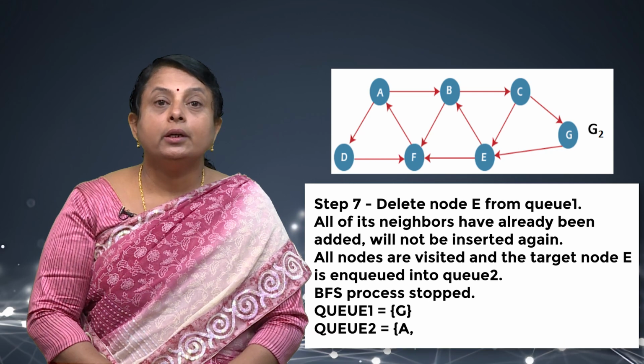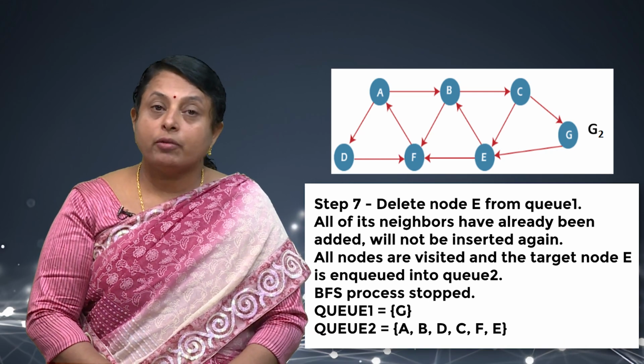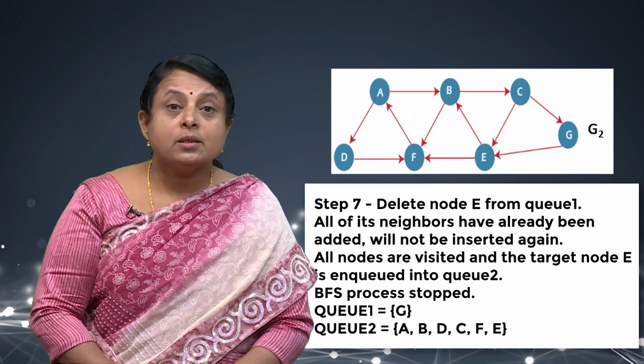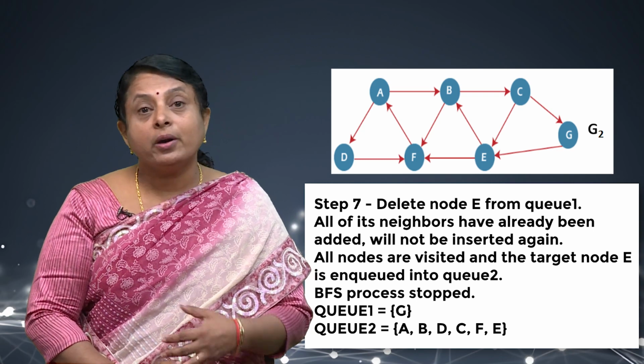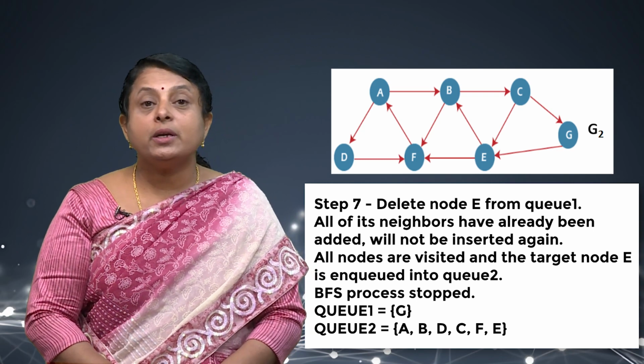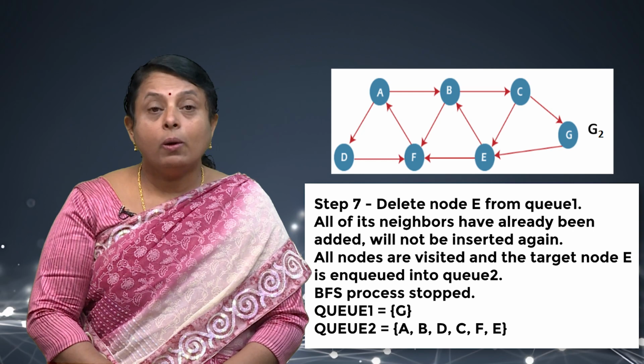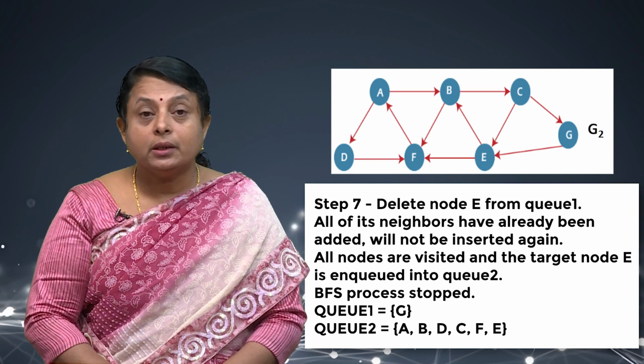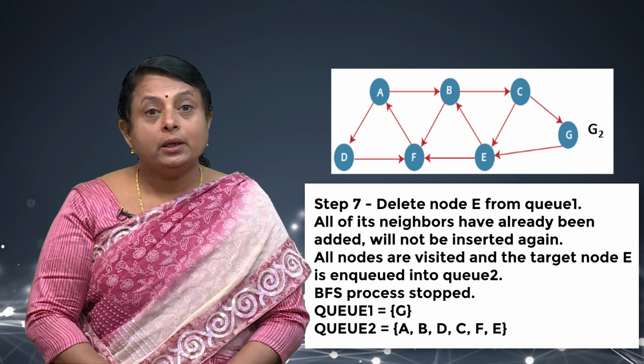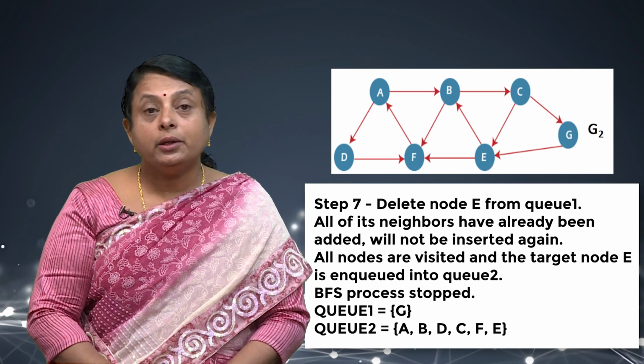Step 7. Delete node E from Q1. Since all of its neighbors have already been added, they will not be inserted again. Now, all the nodes are visited and the target node E has been encountered in Q2.